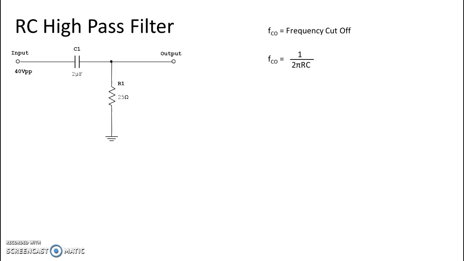So it's that new 1 over 2 pi RC. You're going to throw in your numbers there. And for this one, we get a frequency cutoff of 3.18 kHz. Well, this is a high pass filter, so it passes high. So that means you are going to have an effective voltage at the output at 3.18 kHz and above. And you will have an ineffective voltage at the output below 3.18 kHz incoming frequency.